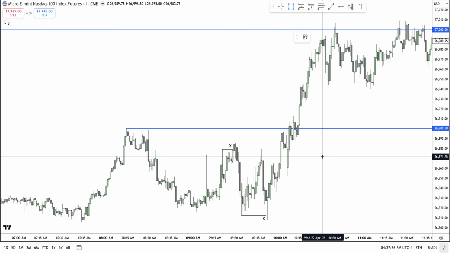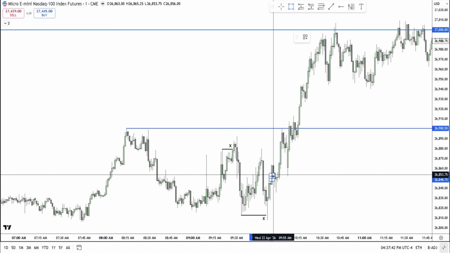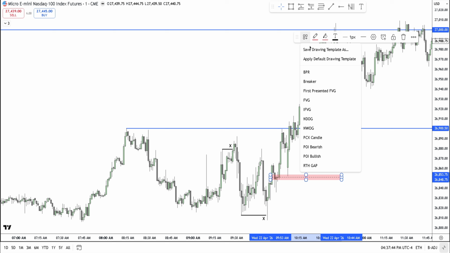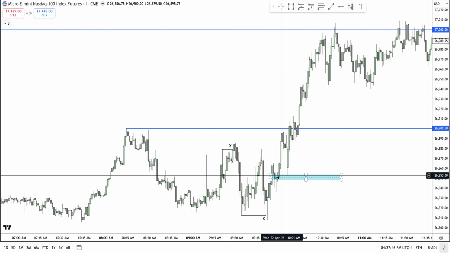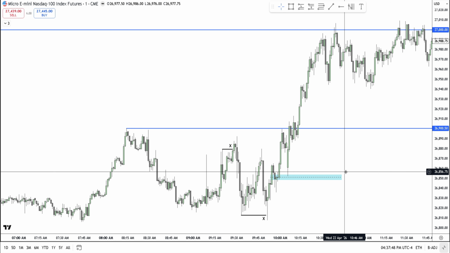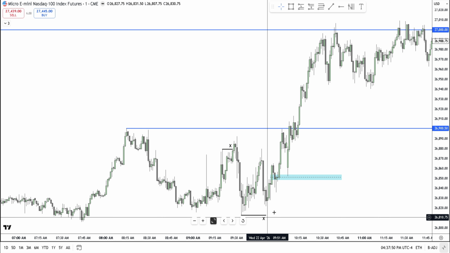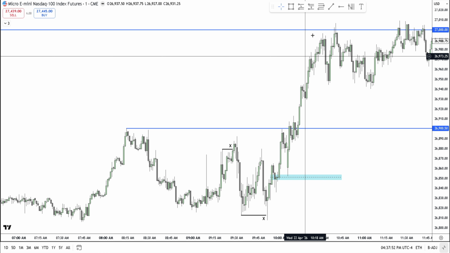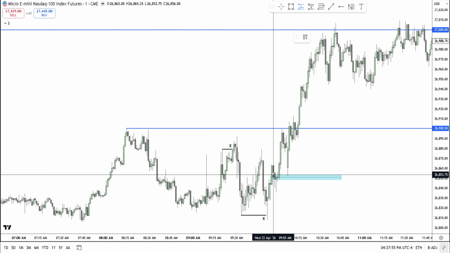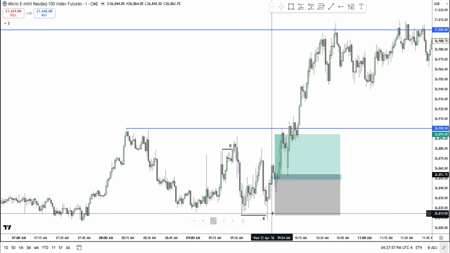Here's another example of the three entry models that I like to use every day. First would be the fair value gap. So mark this out. Fair value gap right here, the gap in between those candles. As you can see, we took out liquidity. We're looking to trade to these relative equal highs. Entry is right inside of that fair value gap.